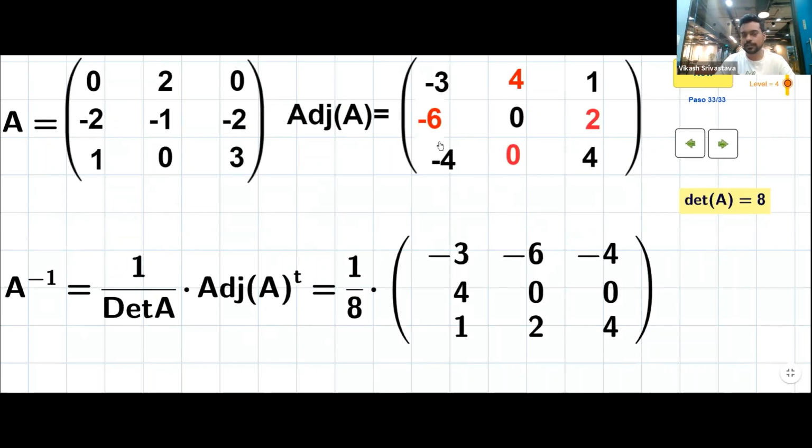You transpose this. As you can see, the column here has become a row, right? So -6, 0, 2 has become a column here. -4, 0, 4, which was the row earlier, has now become the column, right? So we take the transpose of the adjoint and divide it by the determinant of this matrix, which is 8. And this gives us the inverse. You know that this is a scalar only, and if you wanted to get rid of this, you need to multiply each element by this value 1 by 8. In this way you can calculate the inverse of a matrix.